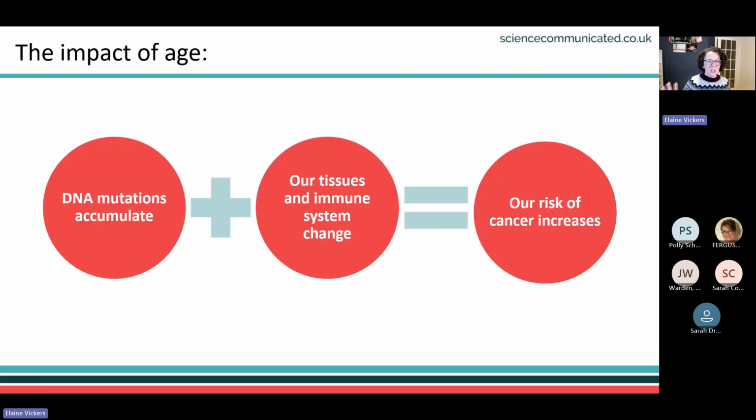So just to underline that relationship, because DNA mutations accumulate as we get older, because our organs and tissues and immune system change as we get older, our risk of cancer does gradually increase.